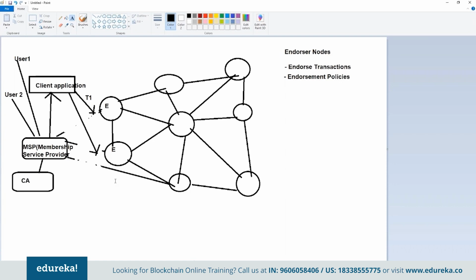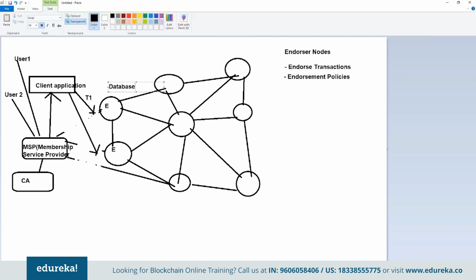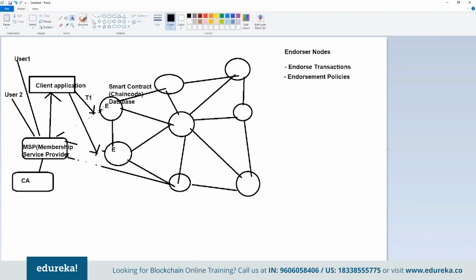The endorser will check the database. So the endorser will have the blockchain database, and how will it check the database? It will run the smart contract. Now, the smart contract in Hyperledger is called chain code. So you will not hear the term smart contract in Hyperledger Fabric. The term which is used for a smart contract is chain code. So the endorser will run the smart contract on this transaction. It will see whether this transaction is a valid transaction or not.